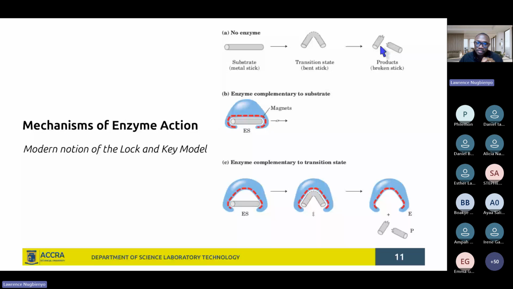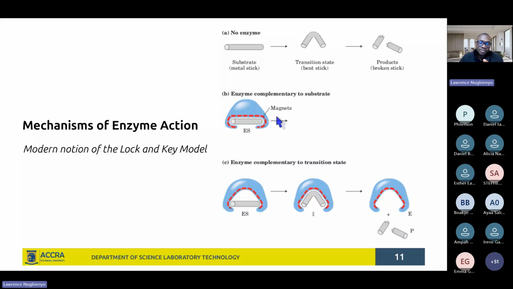Now, if, using Fischer's model, we bring, say, a magnet, it means that the enzyme is being depicted as a magnet that should fit exactly to the substrate, so that you have an enzyme substrate complex.